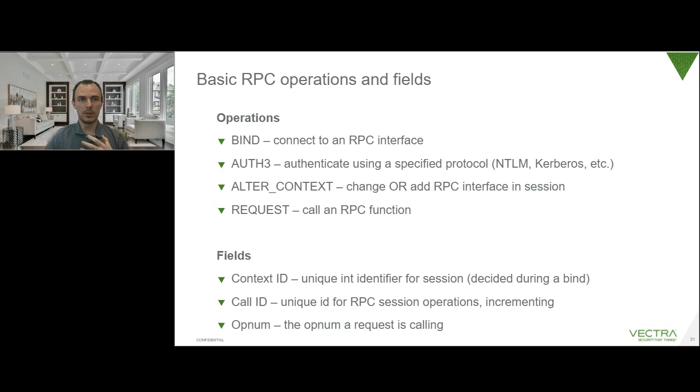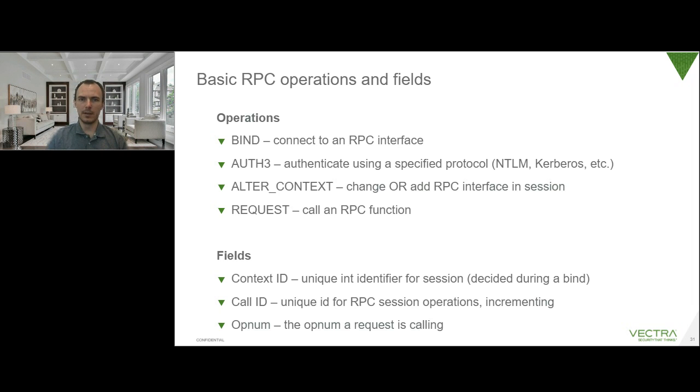In the RPC calls, you'll see multiple pieces, and just to highlight what you're going to see: you'll see a bind request. This is connecting to that actual interface. You have the authentication. That's the auth3. Again, this could happen through NTLM, Kerberos, etc. Any changes to the interface or adding an interface, you'll see this alter context. And then the request is the actual RPC call.